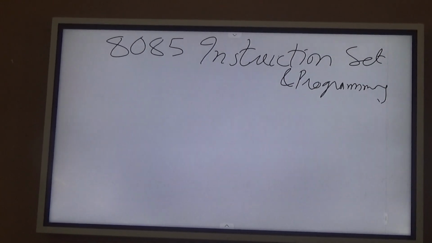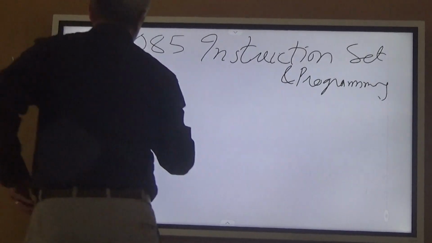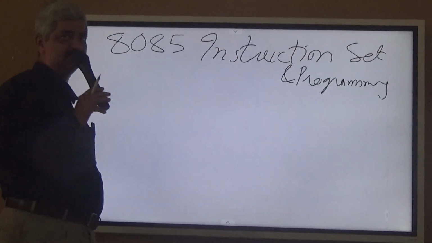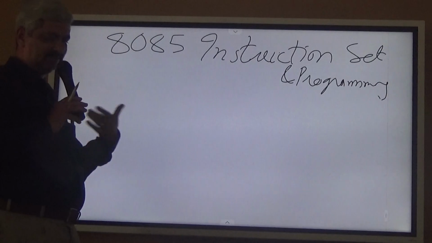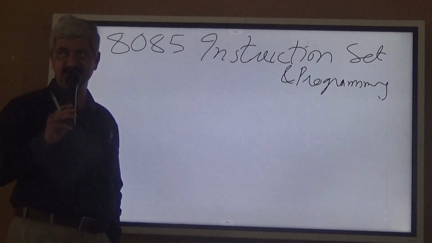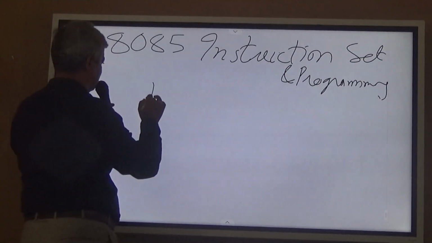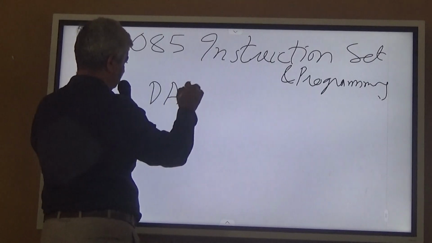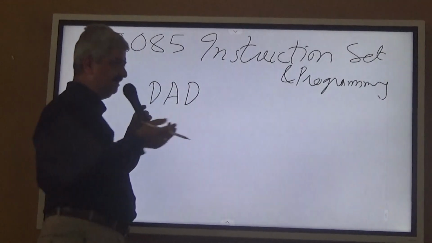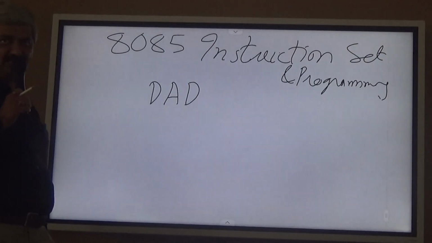So we continue with the further instruction set of 8085. As stated, 8085 is an 8-bit processor, but it provides 16-bit instructions for an efficient way of computing things. One more such important instruction is DAD, double addition. Addition requires two sources and one destination.